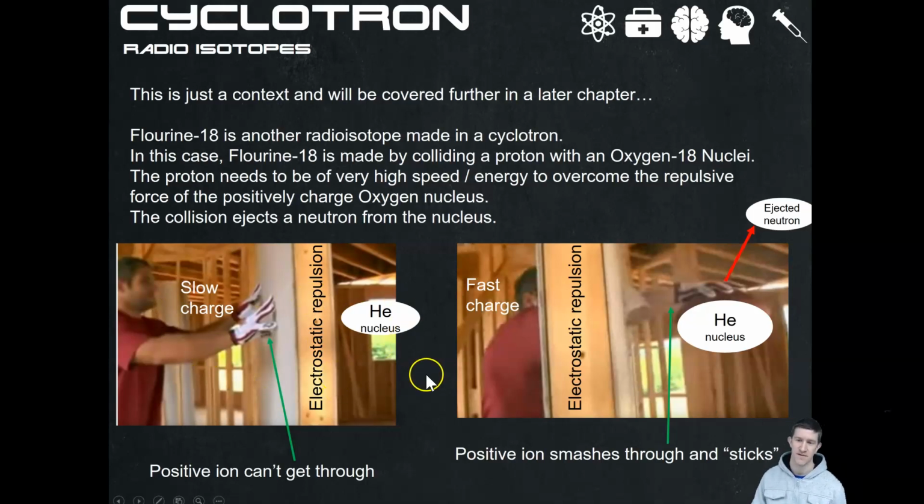If you've seen this video from the NFL recruiting, you'll get it. Otherwise, it's a bit of a physics analogy to it. So the positive ion is coming in originally, and it's very slow. It's blocked by this electrostatic repulsion of the helium nucleus because this is positive and this is positive. However, if we move it fast enough or give it enough energy, it can basically punch through this wall of electrostatic repulsion, hit the nucleus, and it punches out this ejected neutron. So that's what's happening within the cyclotron.